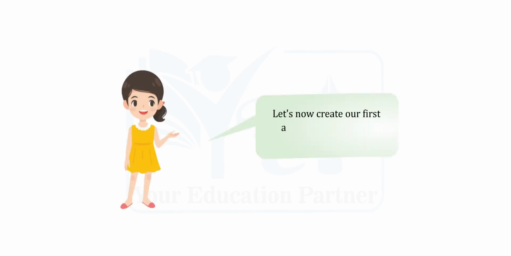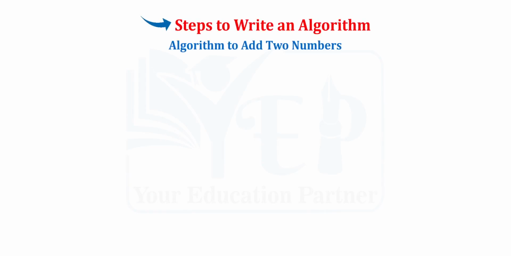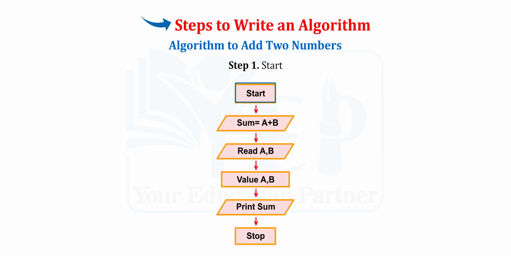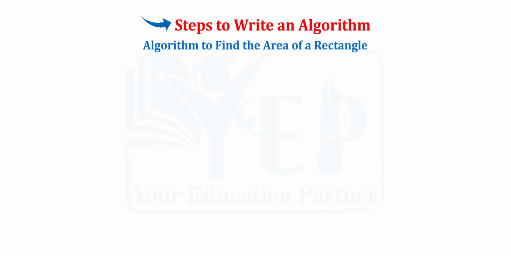Let's now create our first algorithm to add two numbers. Algorithm to add two numbers. Step 1. Start. Step 2. Declare variables a, b, and sum. Step 3. Read the values of variables a and b. Step 4. Add the values of a and b and store the result in variable sum. Step 5. Print the value of sum. Step 6. Stop.